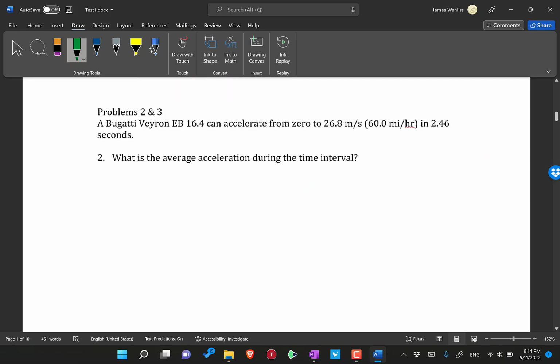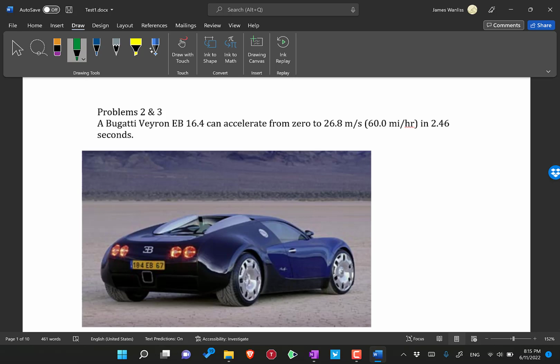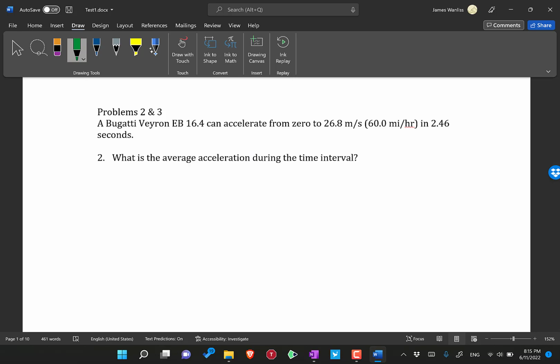Question 2. A Bugatti Veyron EB 16.4 can accelerate from 0 to 26.8 meters per second, that's 60 miles per hour, in 2.46 seconds. What is the average acceleration during the time interval? A good practice, at least the practice that allows me to keep my sanity when doing these physics problems, is to always write out what you know. I don't fret about trying to figure out the problem. I find that if I do that, I can lose my mind really quickly. The best thing always to do is just write down what you know. And that always pays off in the end, even though it seems like you're taking more time.